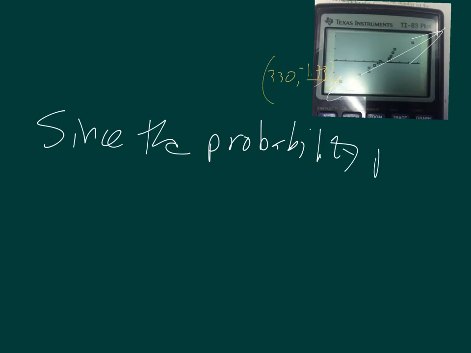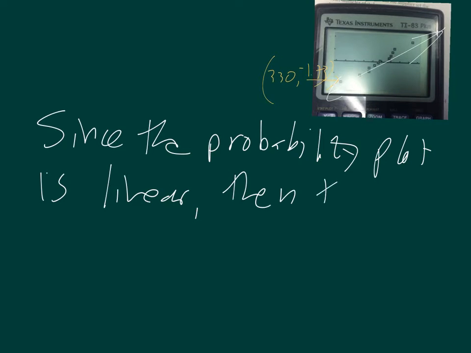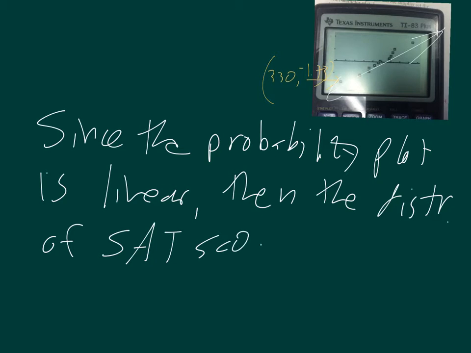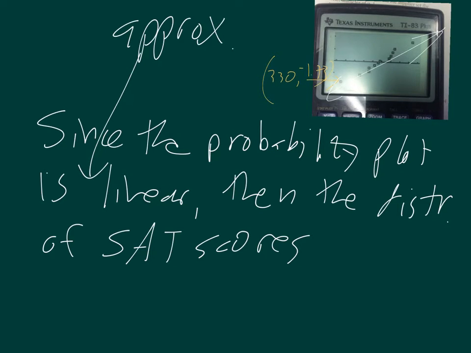I would say, since the probability plot, or normal probability plot, is linear, then the distribution of, and I think these were SAT scores, because I always want to have context, always got to have context in there. So since the probability plot is linear, now it probably wouldn't be a bad idea for me to throw in the word approximately. All right, and if you're ever doing this on a test, do that.